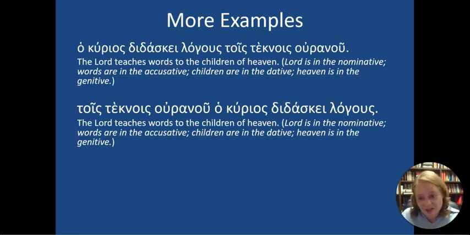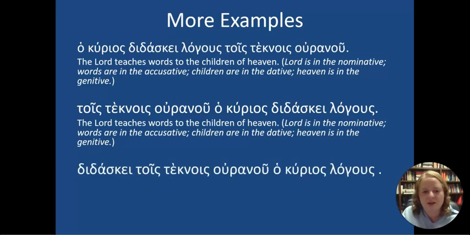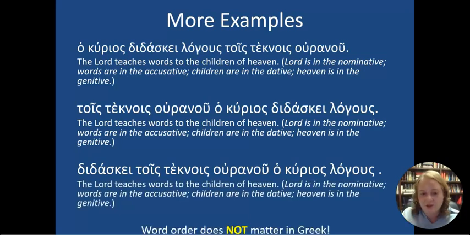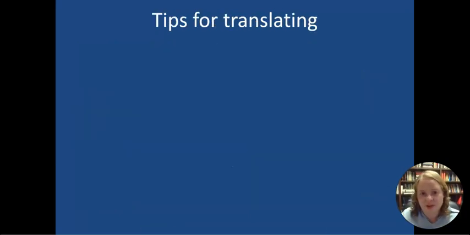Start by learning the nominatives, the subjects, and then other things will fall into place. The second most important thing to learn is the accusative, then keep working out from there. This is the same sentence, just in a different order. Didaske, tois technois, uranu, ha kurios, logos. He or she teaches. Who does the teaching? I have to look for my nominative, which is still ha kurios. The Lord teaches words to the children of heaven. That's it. Word order does not matter in Greek.